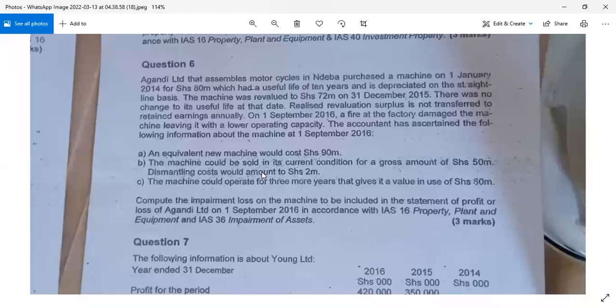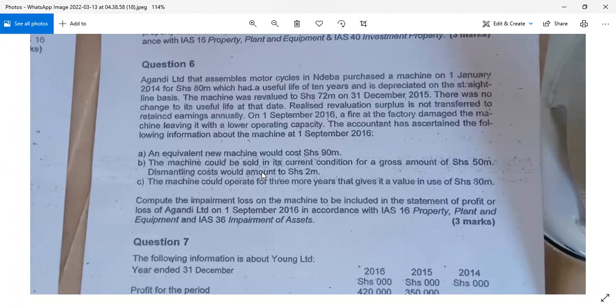Then they're saying on 1st September 2016, another important date, a fire at the factory damaged the machine, leaving it with a lower operating capacity. Okay, so another indicator of impairment is when something gets damaged. But I thought I told you that you can read through. There are many indicators. I just picked out one. So clearly, once there's damage, once there's an indicator of impairment, then we perform an impairment test.